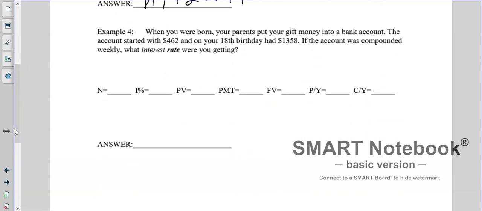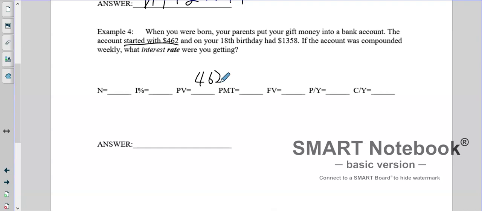And example 4. So when you were born, your parents put your gift money into a bank account. The account started with $462. That is the present value. Now, it happened in the past, so is it really present value? No. But in terms of the account, that was the starting amount. So even though it was in the past, we call it present value. Don't get hung up on that.